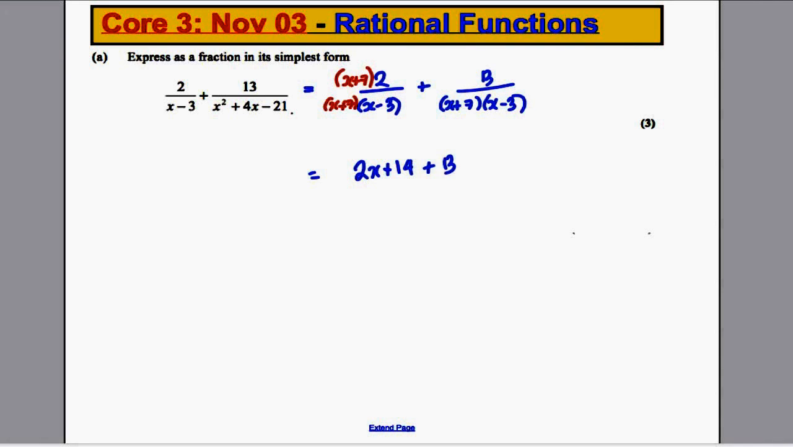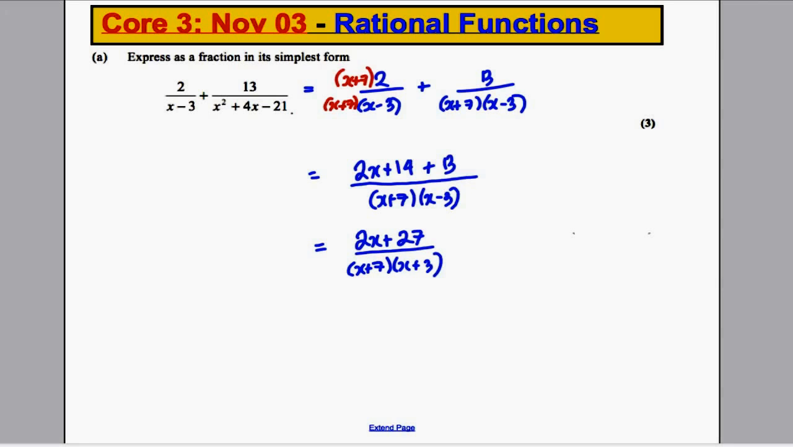Okay, and now I can multiply out and do the addition. So I get 2x plus 14 plus 13 all divided by x plus 7, x subtract 3. So I get myself 2x plus 27 all over x plus 7 multiplied by x subtract 3. I'm done. That is the answer in simplest form.